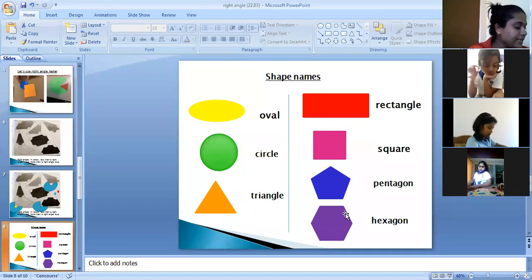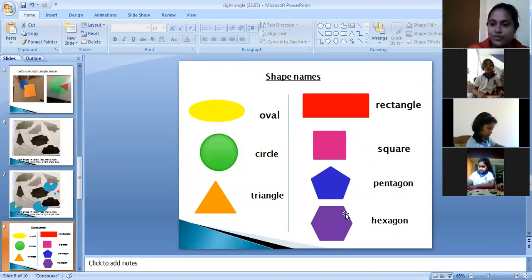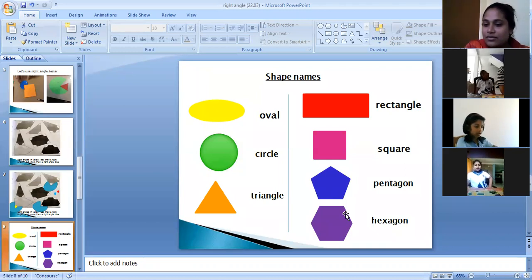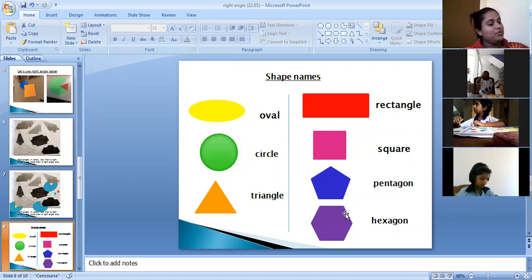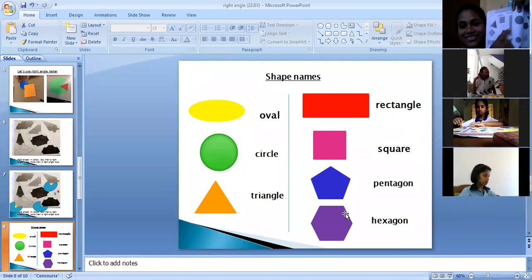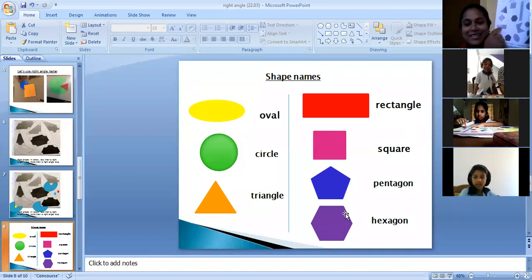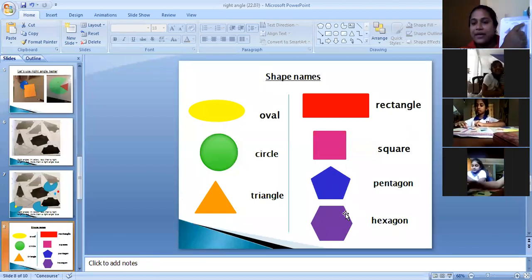Rectangle. How many rectangles are there? How many rectangles? 1? No, 2. 2. This one and this one. This and this. This is the name, rectangle.